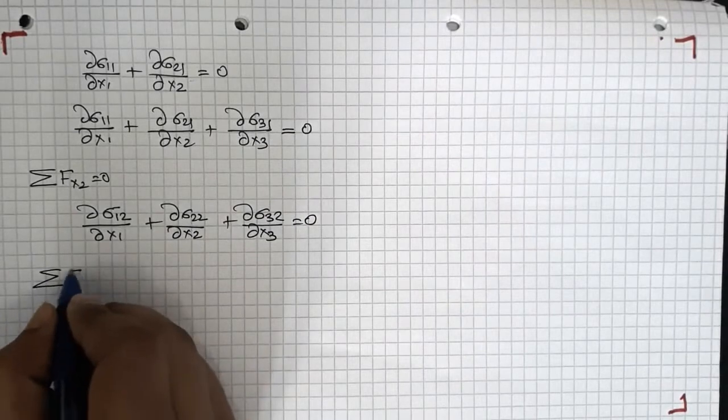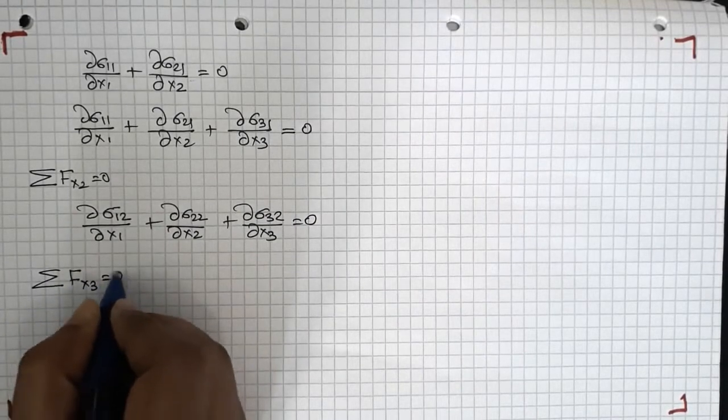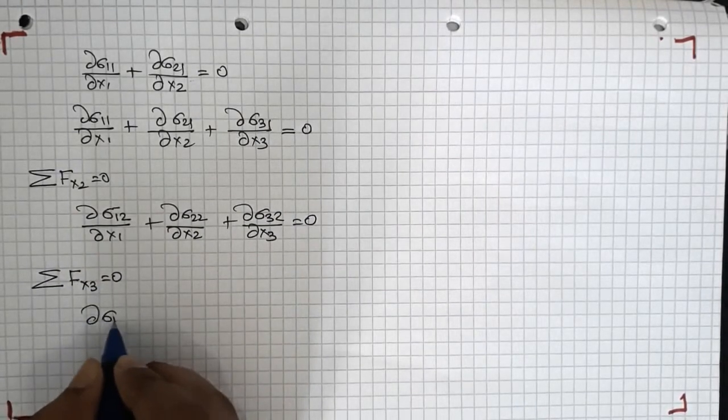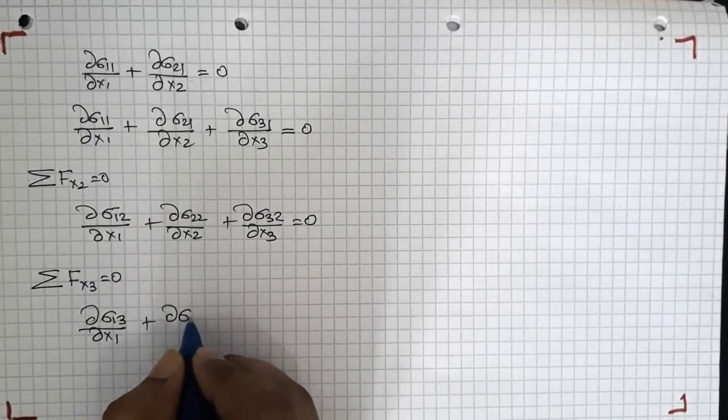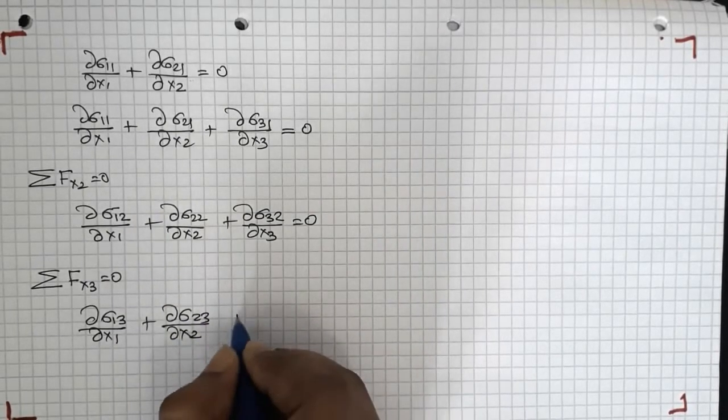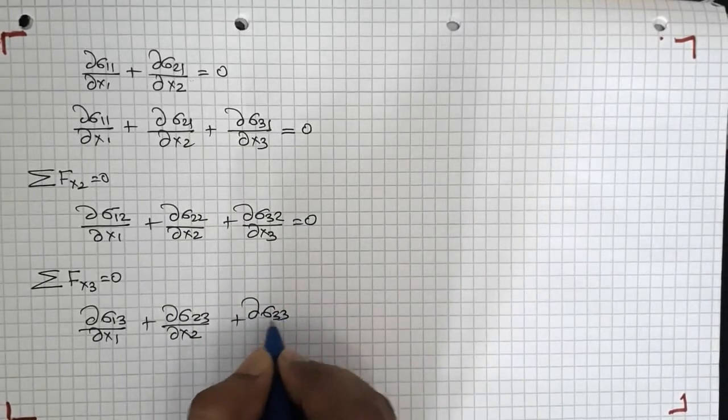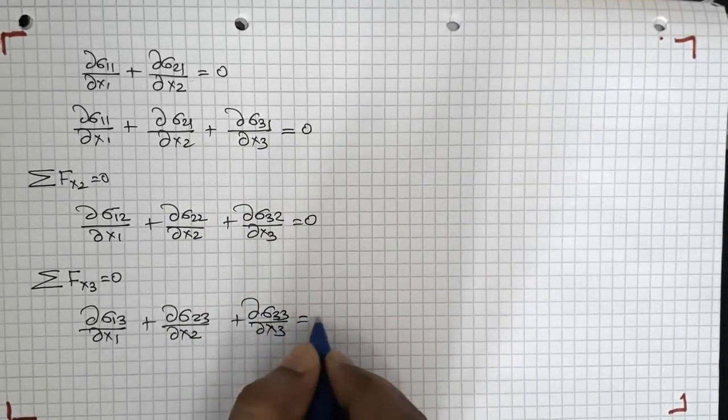Similarly, if you do force balance in x3 direction, you will have del sigma 13 divided by del x1 plus del sigma 23 by del x2 plus del sigma 33 by del x3 equals 0.